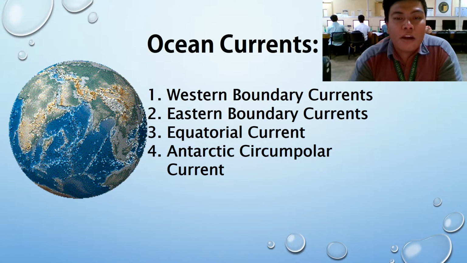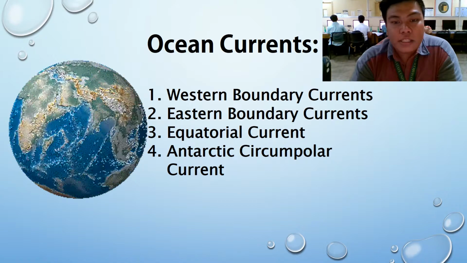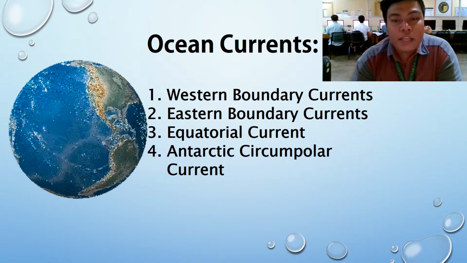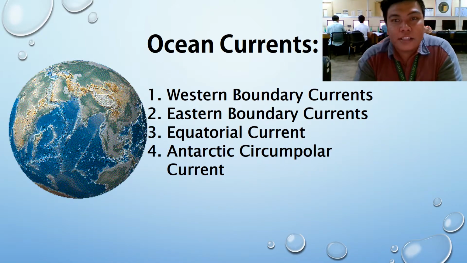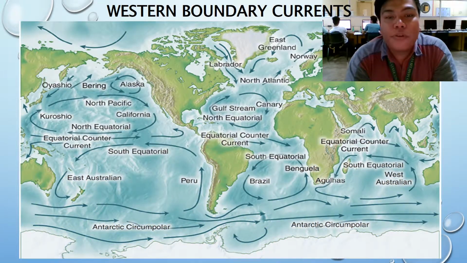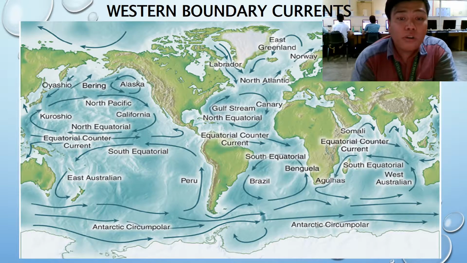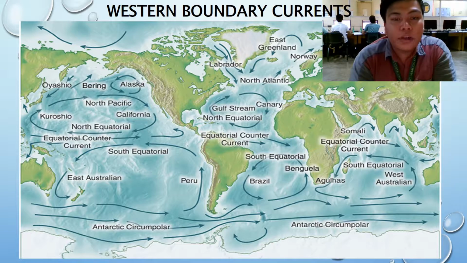To name these currents, we have the western boundary currents, the eastern boundary currents, the equatorial current, and the Antarctic circumpolar currents. Let's discuss the western boundary currents. These currents are located along the western sides of the ocean basins, and take note that all of the currents here are fast moving and narrower as compared to the other currents.